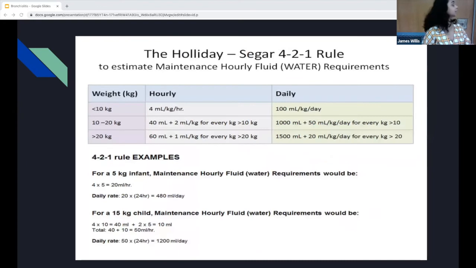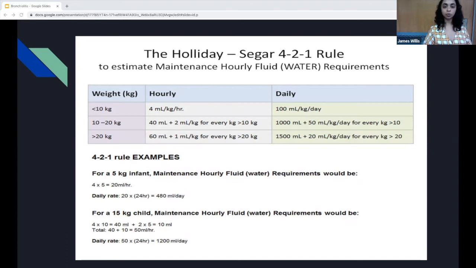Okay, so this is the 4-2-1 rule. So you want to start these kids on maintenance IV fluids. Generally, that's sufficient enough to cover even their insensible losses. So for the first 10 kilos of a child, you want to start 4 mLs per kg per hour. For the second 10 kilos, you want to do 2 mLs per kg per hour. And then for the third, it's 1 mL per kg per hour. And then obviously, if you multiply that by 24 hours, you can get the rate for the 24 hours.